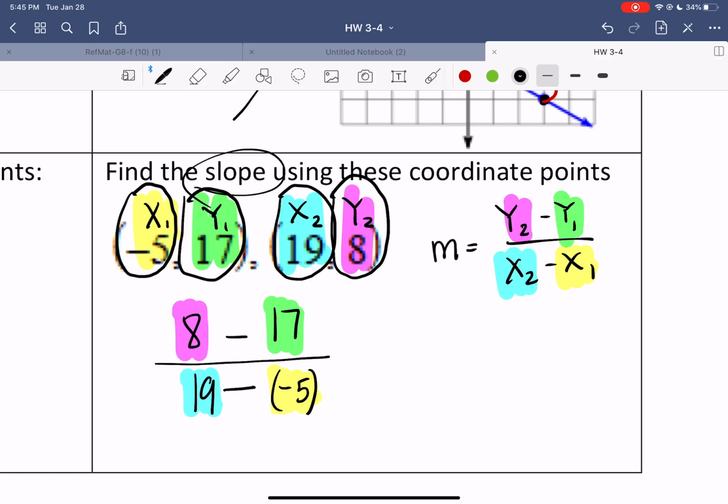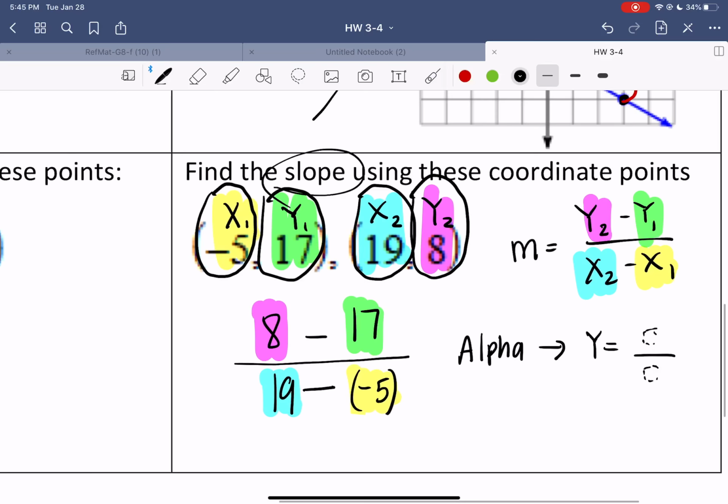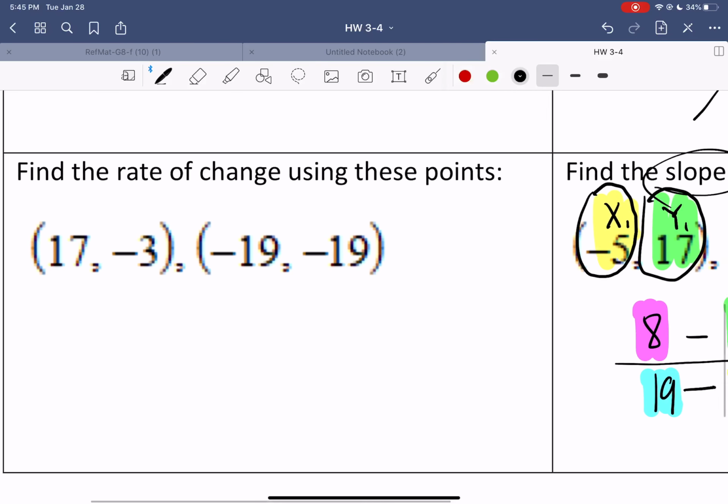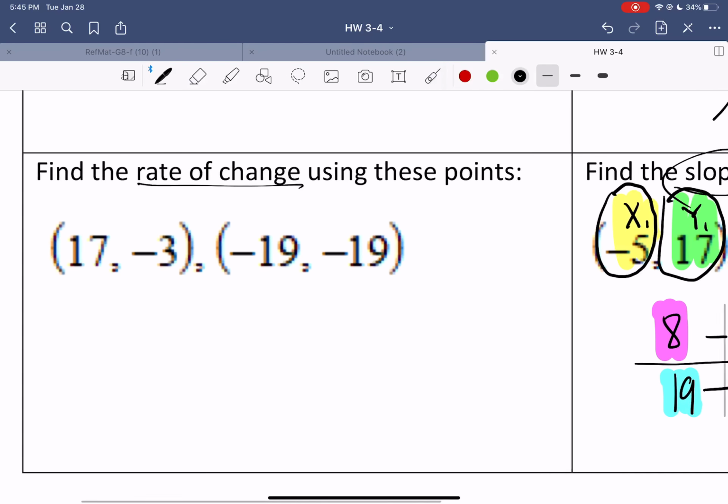So then in your calculator, if you're at the school, you'll want to put it in a fraction. You can go alpha y equals, and that will give you the little fraction box. And then you can put this directly in just like that. All right, we are looking for the rate of change, which is the slope, which is the m, which is the rise over run.